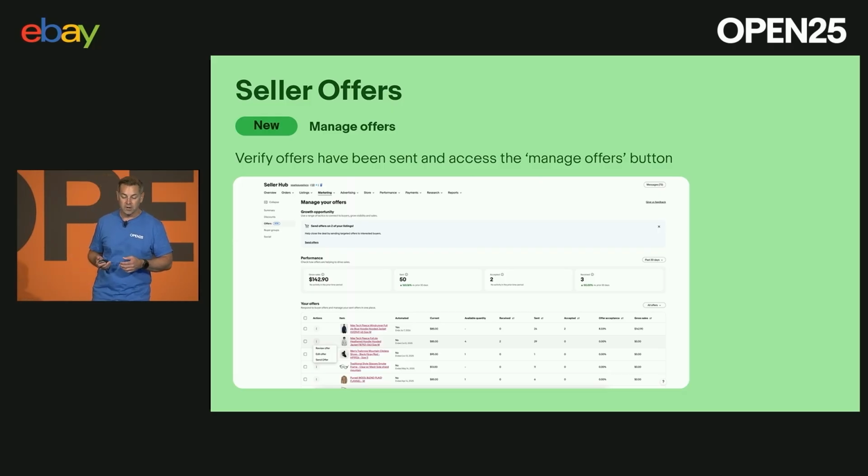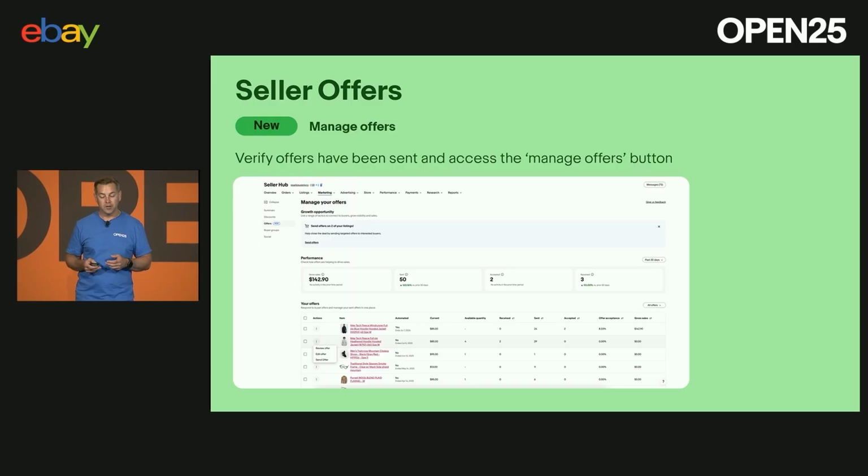This is a great tool for you to answer a lot of questions like, how many sales have you made from offers? What are your best performing items with offers? That'll help you, at a glance, improve your performance with offers. Some of the key things to call out there, you'll see total number of sales, number of offers sent, number of offers received, and number of offers received from buyers.